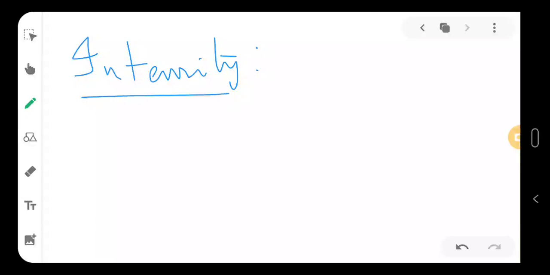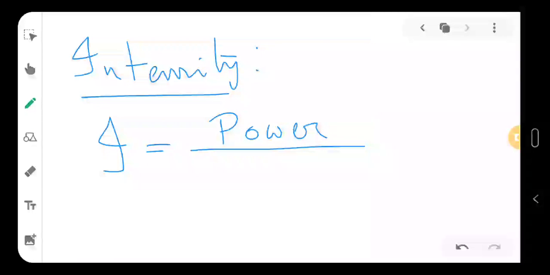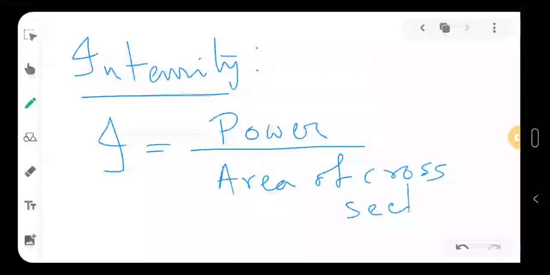So what is intensity? This is a very significant term. If I is the intensity of a wave, it is nothing but the power divided by the area of cross section. We know already that a wave is nothing but the flow of energy. Now intensity is nothing but the rate of flow of energy per unit time per unit area of cross section. So that is called your intensity.